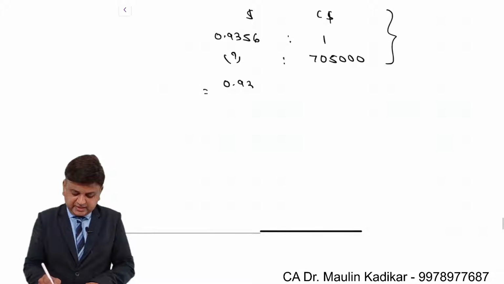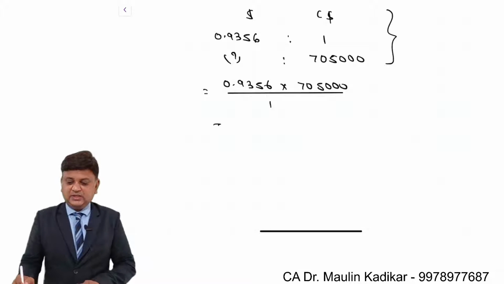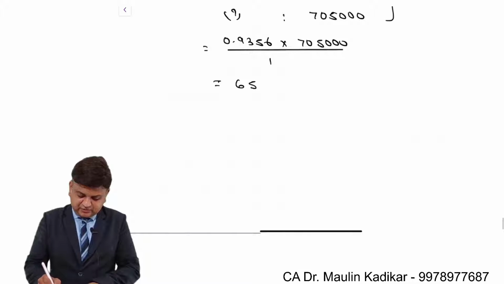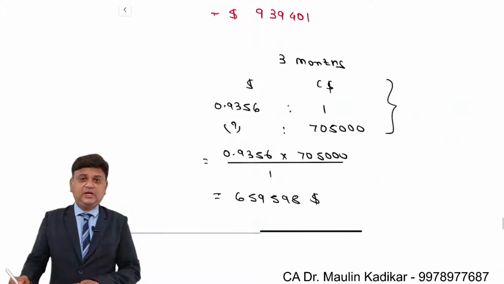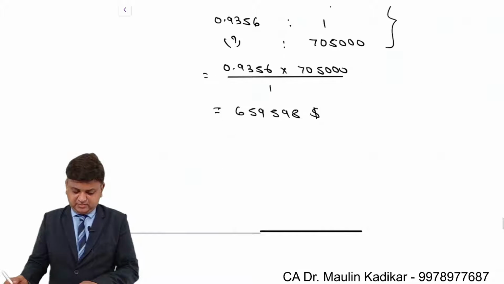So it is 0.9356 into 7,05,000 divided by 1, which is $6,59,598. This amount of dollars is required to be sold after 3 months to buy the required amount of Canadian dollars to be paid. This is very simple.